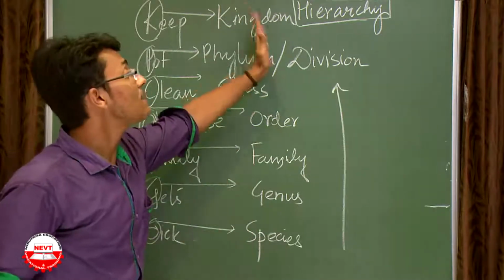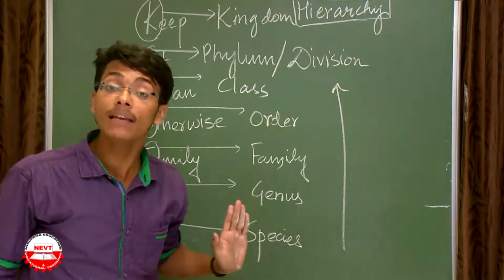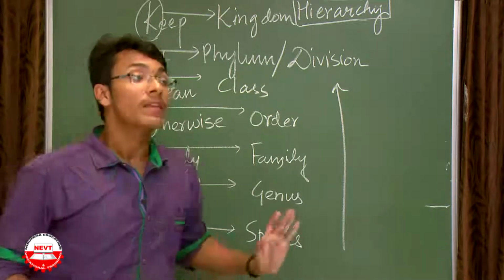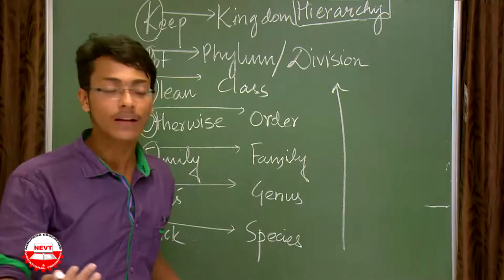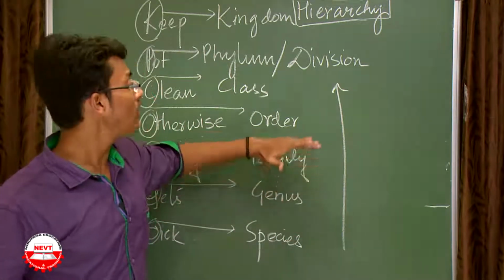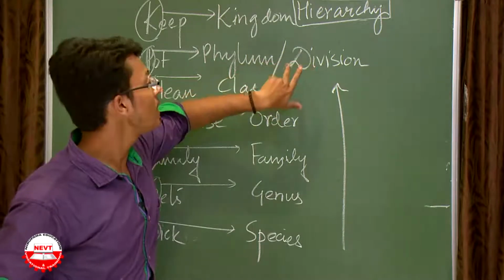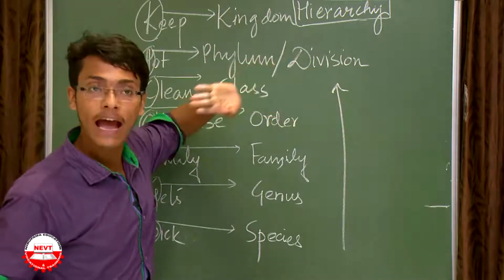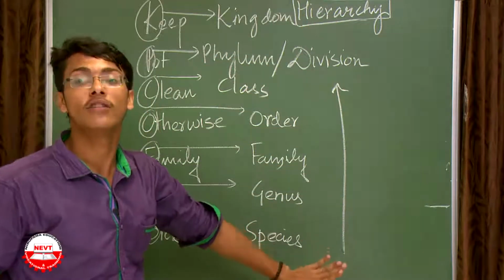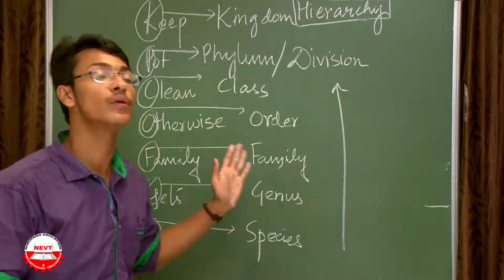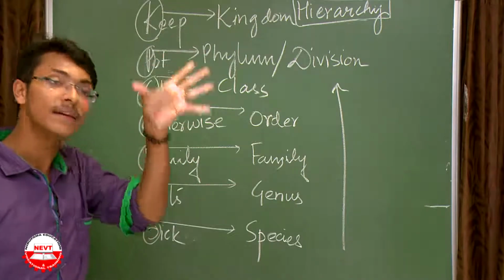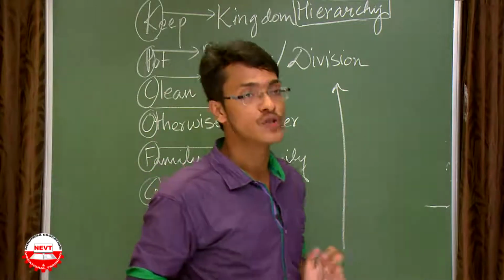Okay. This is the biological hierarchy of the entire living organisms that you are going to experience, or you are experiencing in your day-to-day life. The first staircase that you are going to climb is species. After species it is genus, then family, order, class, phylum, division for plants, phylum for animals, and last is kingdom. So this is the hierarchy of the biological system. For you to remember nicely, I am giving you this trick. Keep pot clean, otherwise family gets sick.